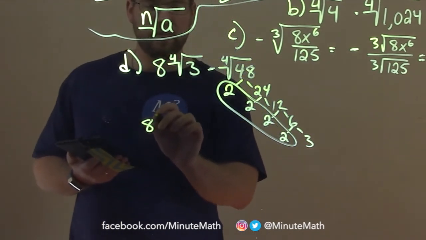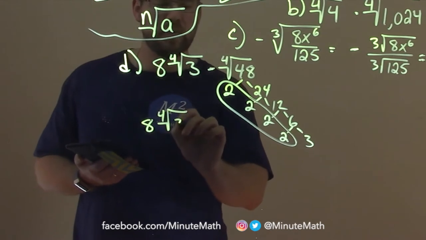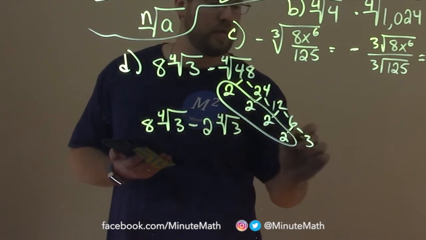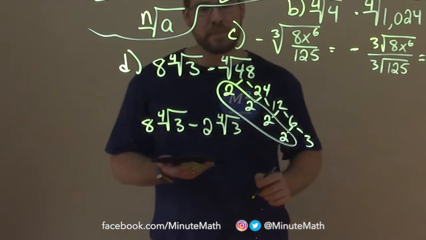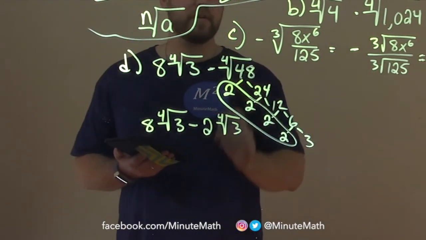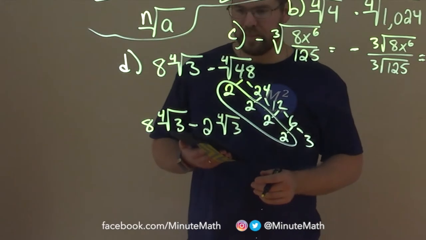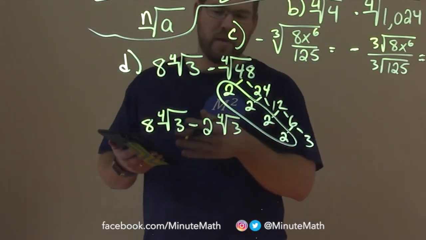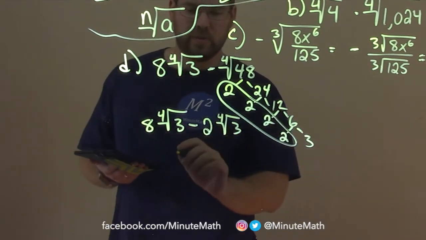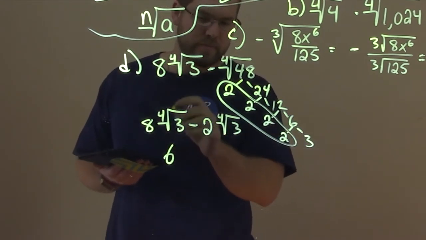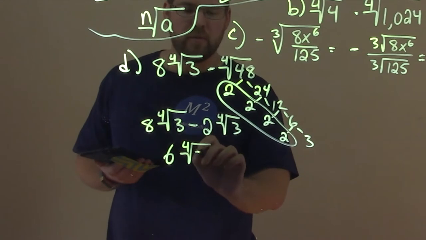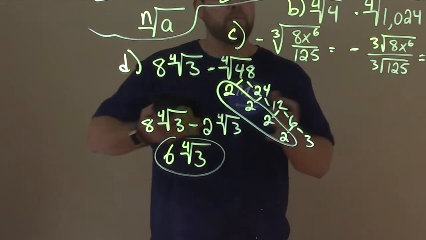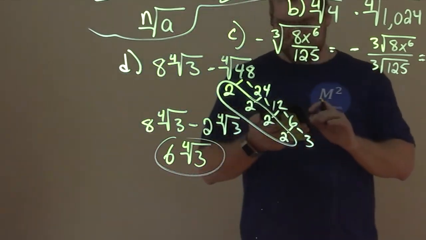So we have 8 fourth root of 3 minus 2 fourth root of 3. This is what's left over, that one little 3. And so 2 fourth root of 3 is the same thing as the fourth root of 48. Now we have the same root. So now we can work on just kind of the outside. 8 minus 2 is 6. And we're left with just the fourth root of 3 here, and there's our answer. Okay, and we're kind of applying rules that we've learned earlier.